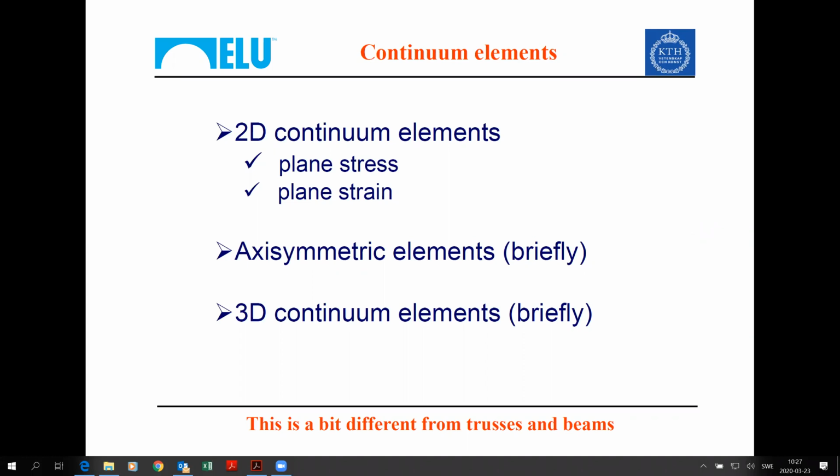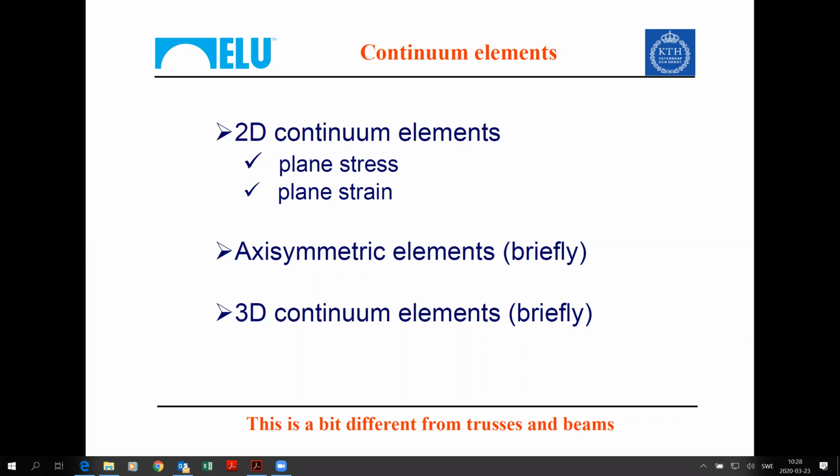Now let's continue, and this time let's forget about beams and move on to continuum elements. We will be talking about two-dimensional continuum elements, plane stress and plane strain elements, briefly about axisymmetric elements, and 3D continuum elements. This is a bit different from trusses and beams in the sense that the continuum elements, if they are in 2D, are surface elements.